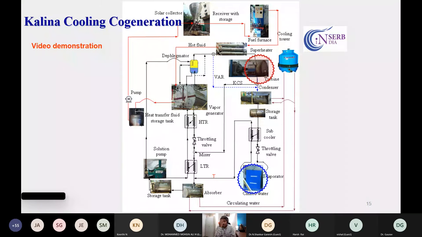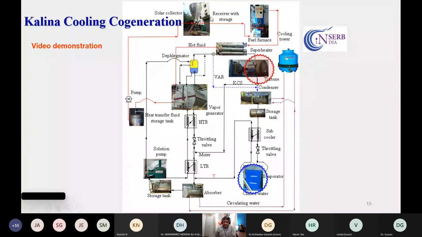That's why, and also this ammonia is toxic in nature and more corrosive. We can't use any copper and its alloys. These are the issues. But if we are extending this Kalina for cooling also, I'm saying cooling also, then that is called a cooling cogeneration system. There's more chance to recover the heat, and energy conversion efficiency is increasing, and that has more industrial benefit compared to the power alone system.